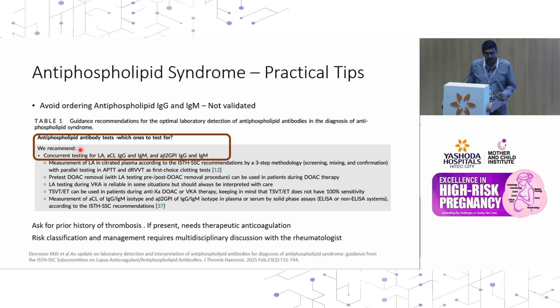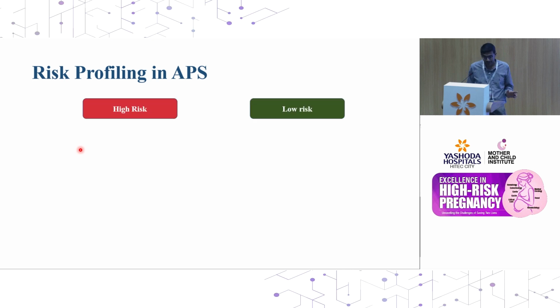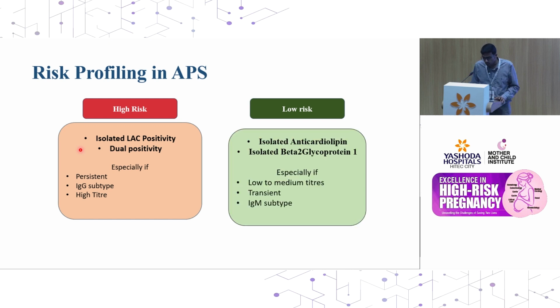You should ask for a prior history of thrombosis, because if present, patients may need therapeutic anticoagulation, and a risk classification and management is required. Now, risk profiling is basically based on antibodies. We classify it as high risk and low risk. High risk is triple positivity or dual positivity or an isolated lupus anticoagulant positivity. So any of these is considered high risk. Low risk would be isolated anticardiolipin or an isolated beta-2 glycoprotein 1, especially if they are low titers, transient, or an IgM subtype. So risk profiling is important when it comes to management.